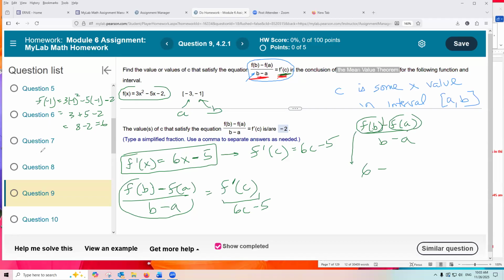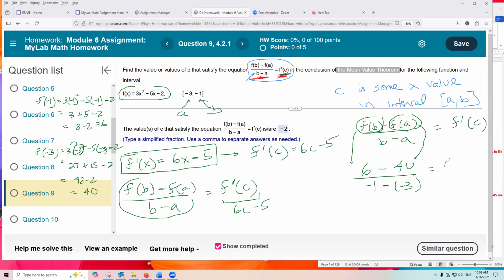All right, let me work out f of a. That's going to be f of -3. That's 3 times -3 squared minus 5 times -3 minus 2. Let's see, -3 squared is 9. 9 times 3 is 27, plus 15 minus 2. I think that's 42 minus 2, which is 40. So this answer is a 40. Over b minus a, that's -1 subtract -3. And we're going to set this equal to f prime of c, which is 6c minus 5.